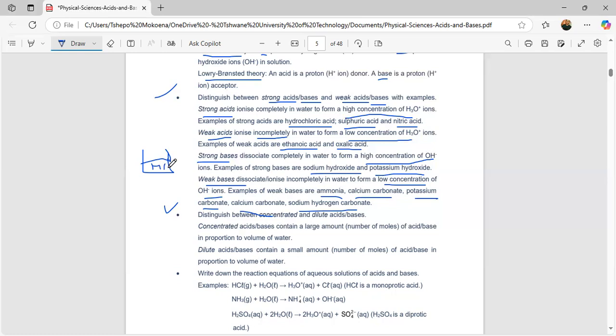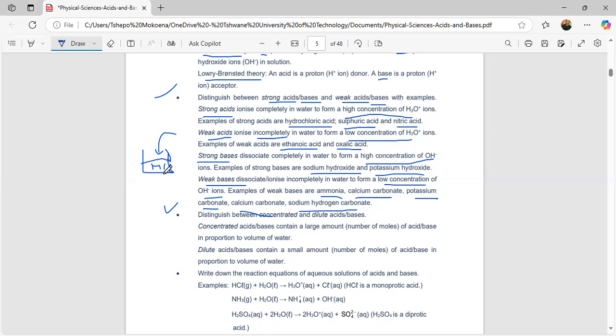Recall that HCl is a strong acid. You put your HCl in water solution, and then the more you add water, what is happening? You are diluting your HCl. And remember, HCl is what type of acid? It is a strong acid. So the more you add water, will the strength of this acid change? No.